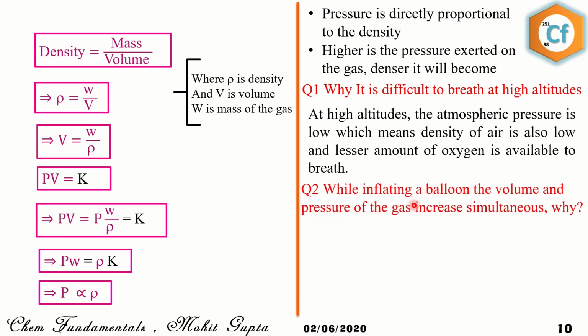The next is, while inflating a balloon, the volume and the pressure of the gas increase simultaneously. Why? According to Boyle's law, pressure is inversely proportional to the volume. However, in this case, the pressure is directly proportional to the volume as both are increasing simultaneously. So how can we justify this?